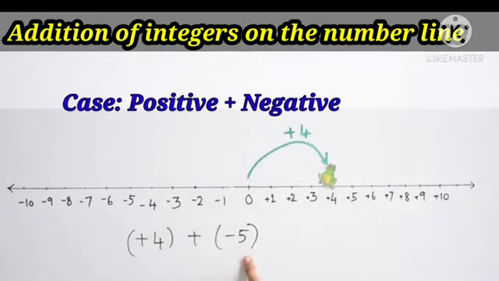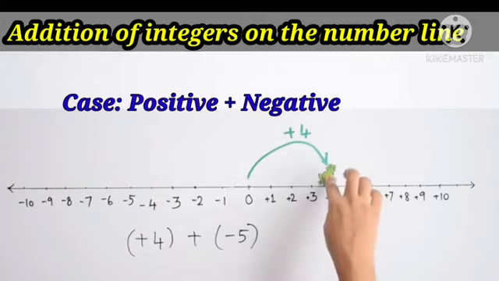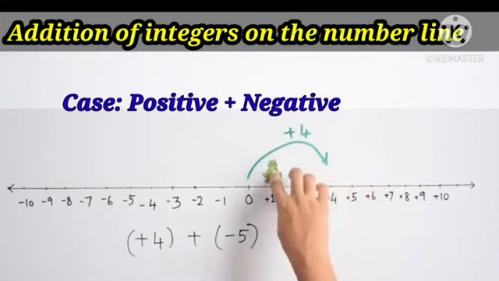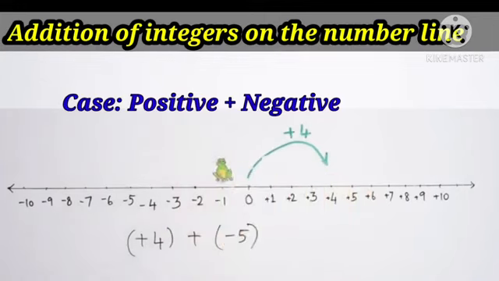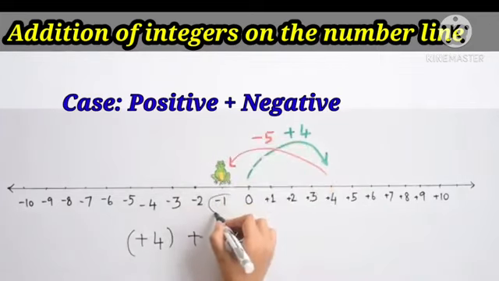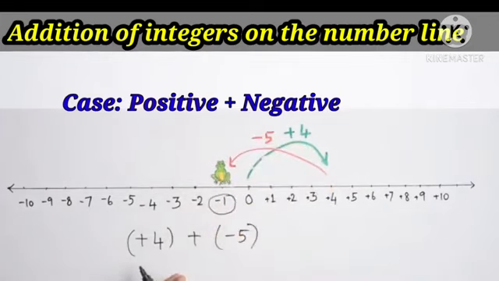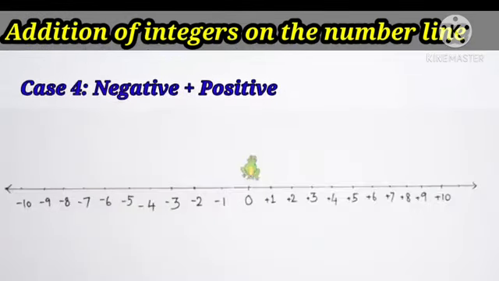Now the next integer is minus 5. Minus symbol means the frog has to move to the left. That is 5 steps to the left. Now the frog has reached at minus 1. So children, positive 4 plus negative 5 is equal to negative 1.